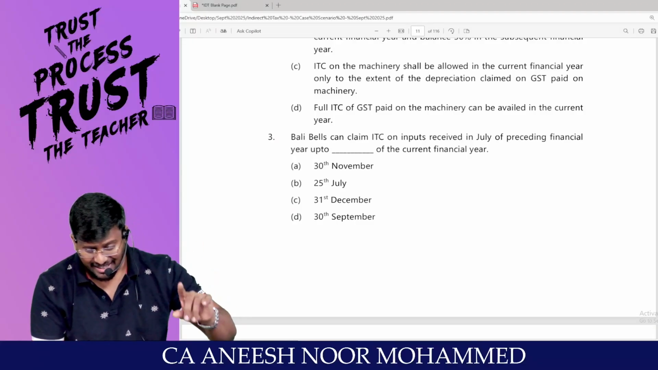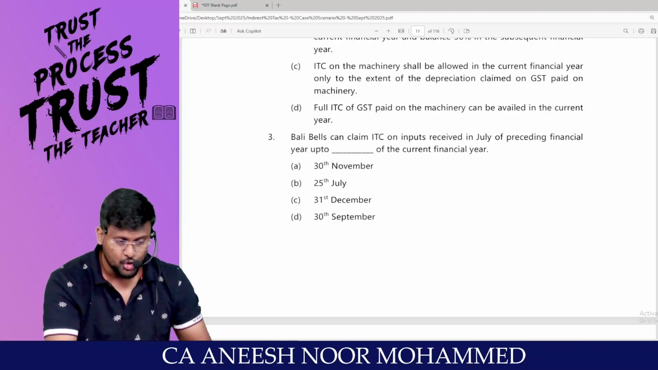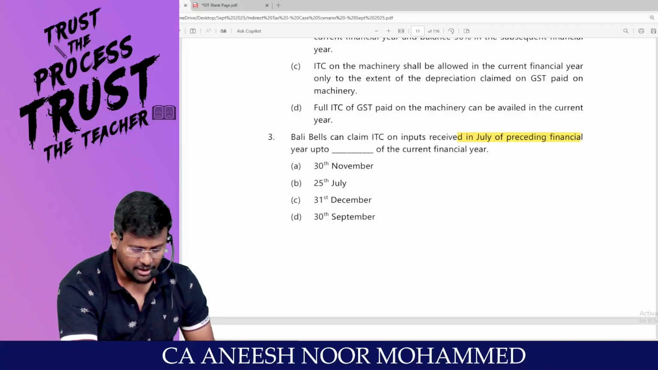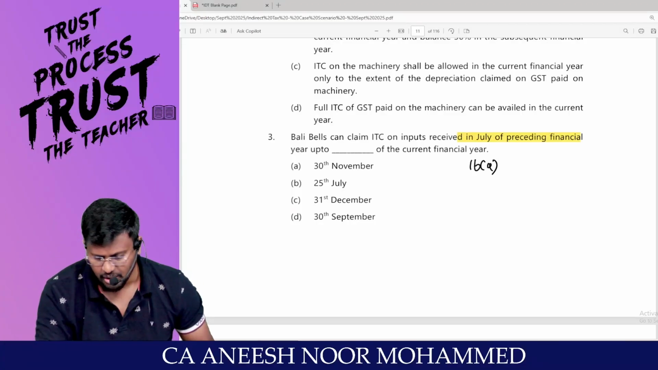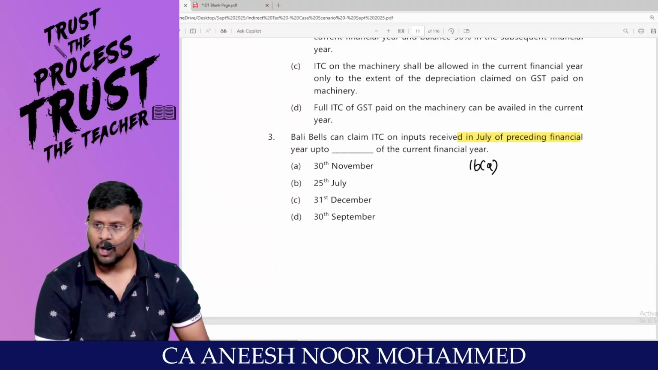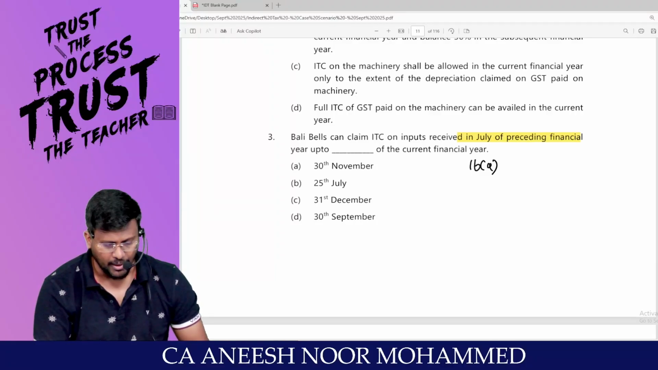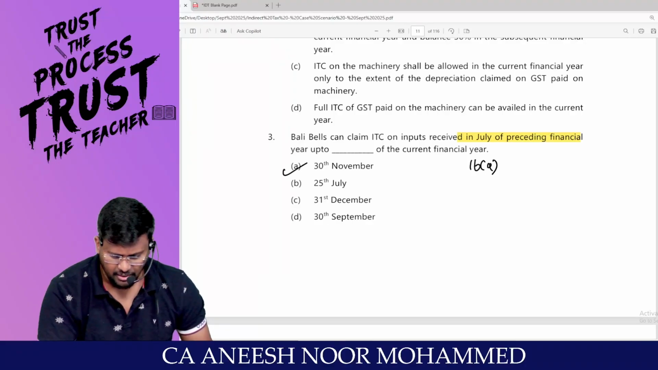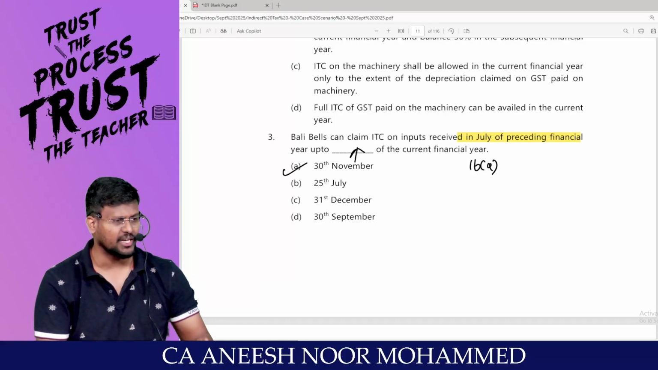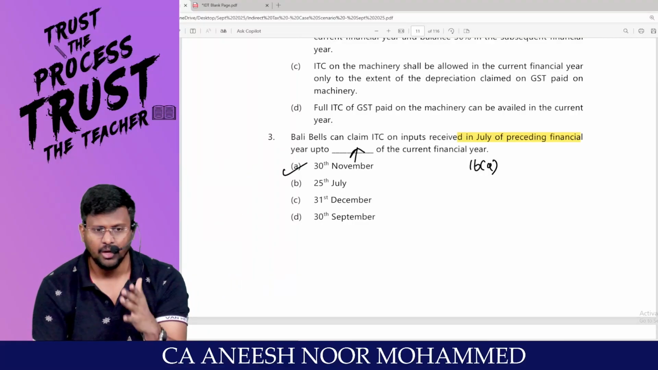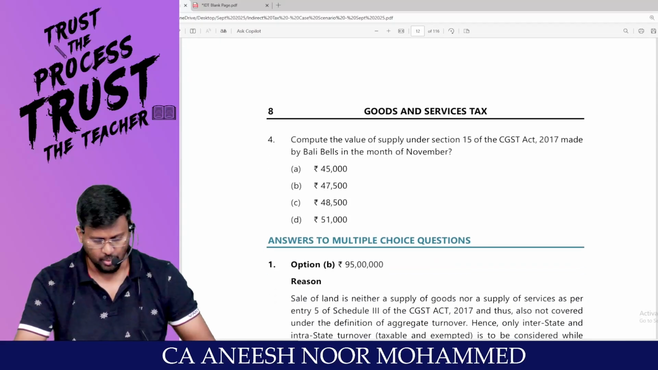Bali Bells can claim ITC on input received in July of the preceding financial year. Sir, they are talking about Section 16 subsection 4 time limit, which is 30th November of the succeeding financial year, or the date of filing the annual return, whichever is earlier. That's it. Without reading the case scenario, I answered one question, because this is a provision based question, not a case scenario based question.